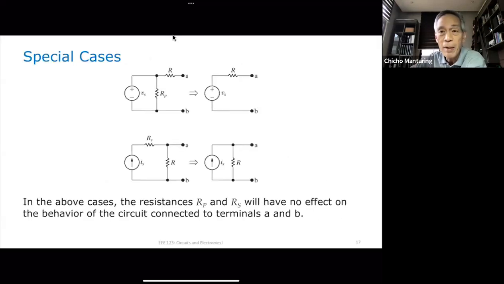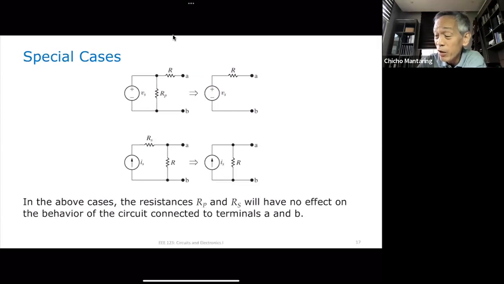Special cases. I already talked about this in our last meeting. What will happen if I have a resistor that is in parallel with an ideal voltage source? We say that this resistor is not going to affect the circuit that is connected at A and B. It's going to affect the power delivered by V of S, but it is not going to affect the voltages and currents delivered by the circuit connected to A and B. So from the point of view of analysis, we can analyze it using this circuit, as long as we're not computing the power delivered by V of S. I already discussed that last time.